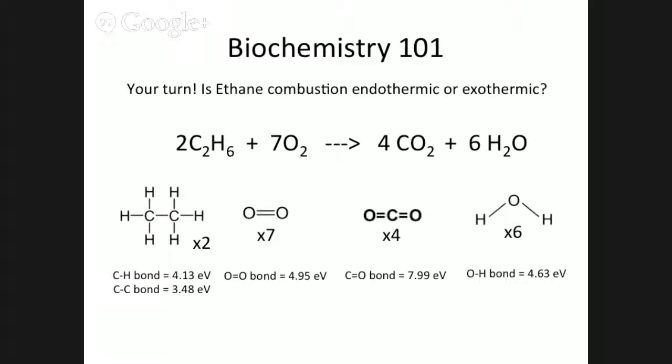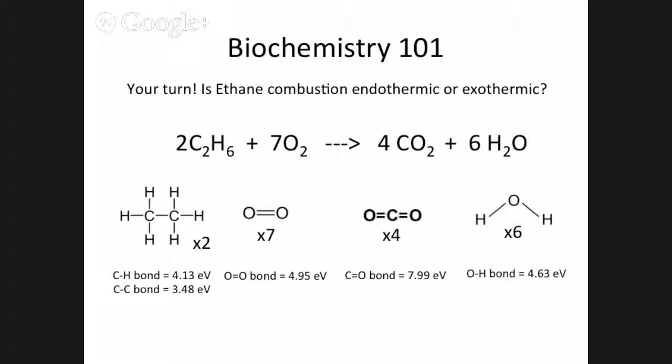So first I count up all the CH bonds in one ethane molecule, so that's 6 total. That's 6 times 4.13, and then you add 3.48 electron volts to that. That total you multiply by 2 because there's 2 molecules, and that comes out to negative 56.52 electron volts. Then the next one is the oxygen bond, and you multiply this number by 7 because there's 7 bonds. That comes out to negative 34.65. And then you add that together because that's this side of the equation. That comes out to negative 91.17 electron volts.